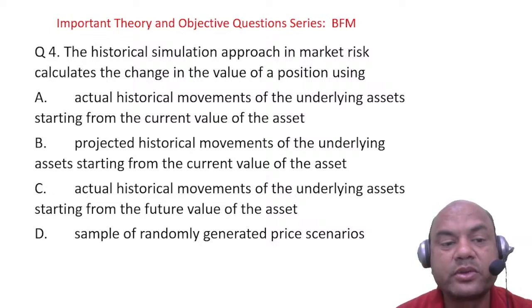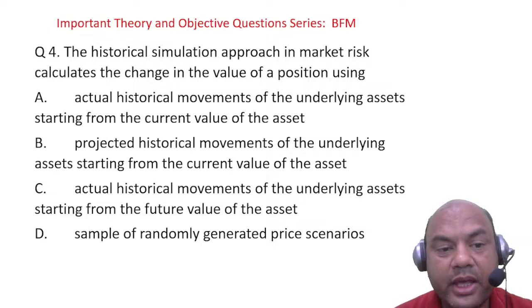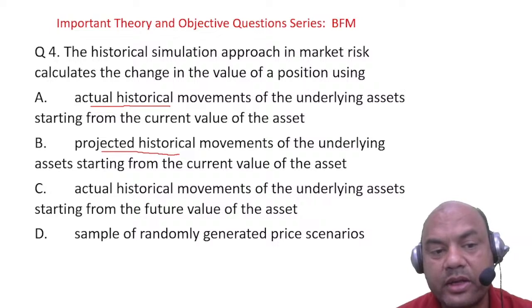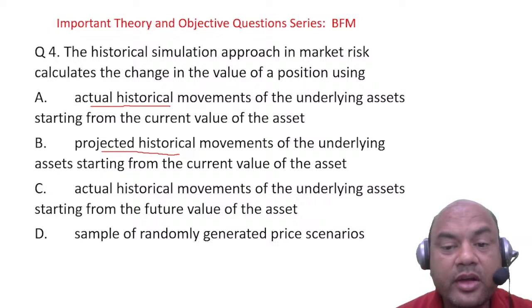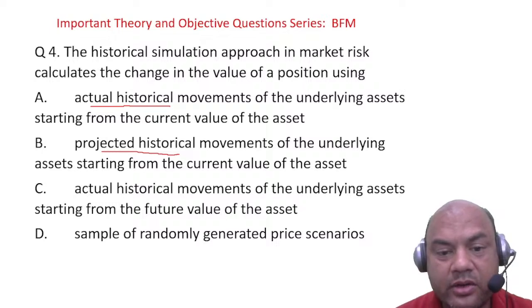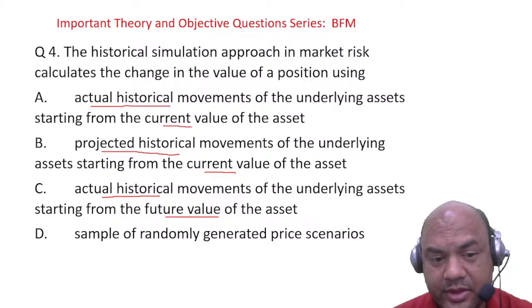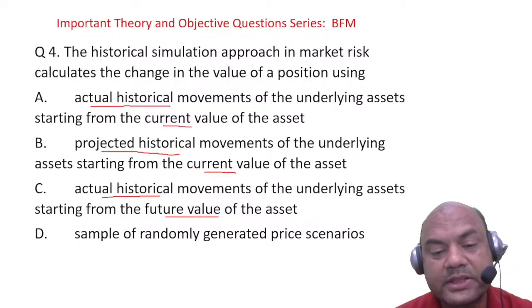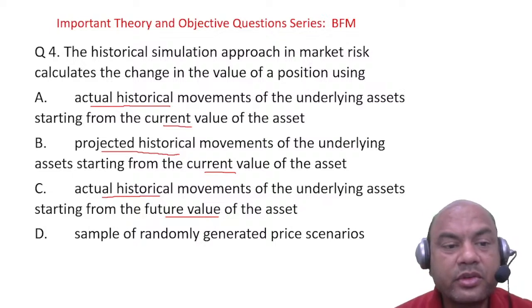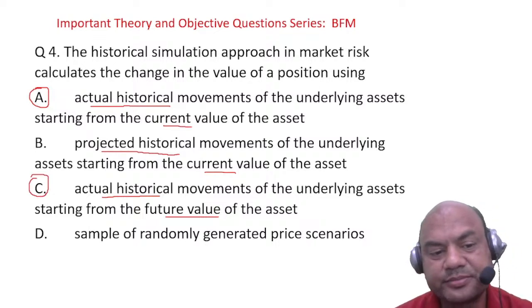I'll give you a few hints. Actual historical movements, second is projected historical movements, and both depend on the current value. Third, C is actual historical movements starting from the future value. And the last one is a sample of randomly generated price scenarios. Forget this. So the answer is between A and C. Think over it.